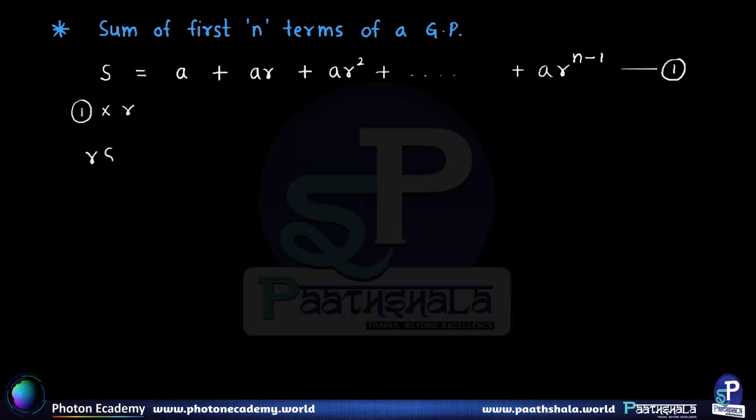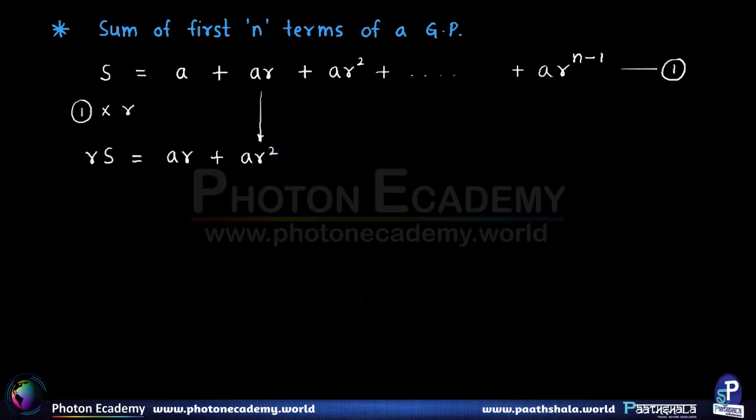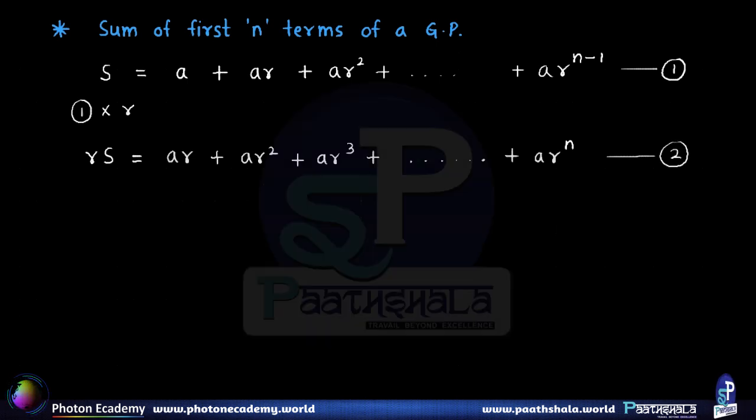So on the left hand side we will have R times S is equal to A, which will become AR on multiplication, plus we will have AR square. Right, AR gets changed to AR square after multiplying with R and so on. Similarly next will be AR cube, and lastly the last term will become A into R raised to n. Right, this is equation number 2. Alright. Now what we do is subtract the first equation from the second equation. So that means we do equation 2 minus 1, and let's see what this gives.